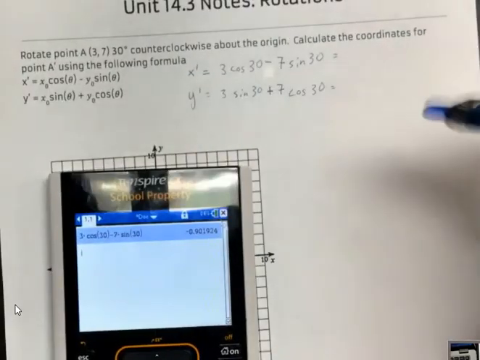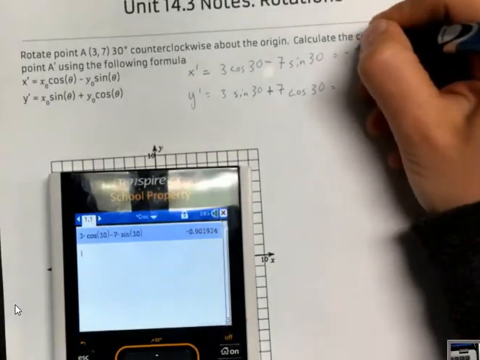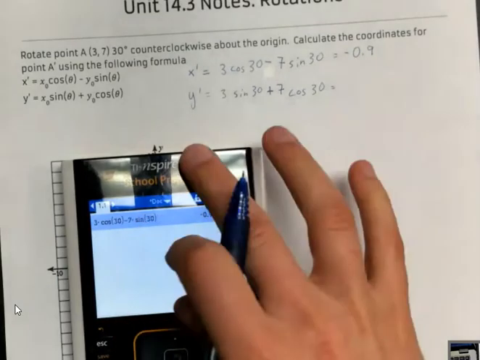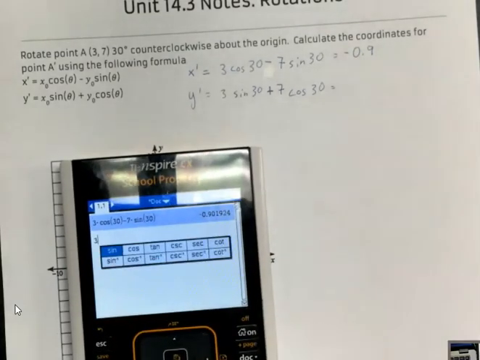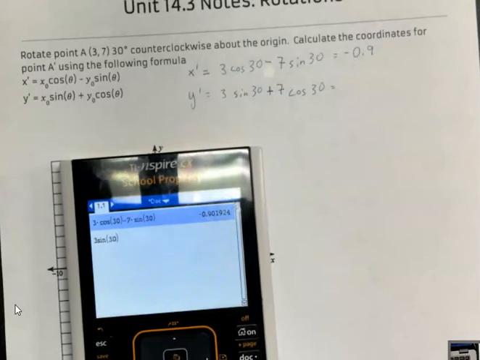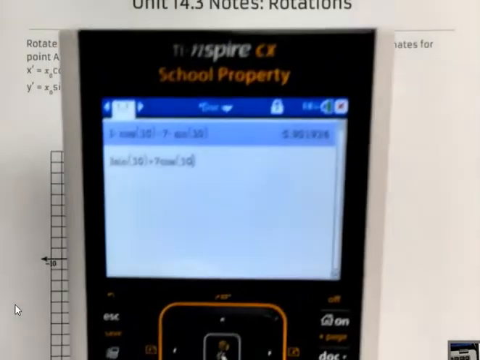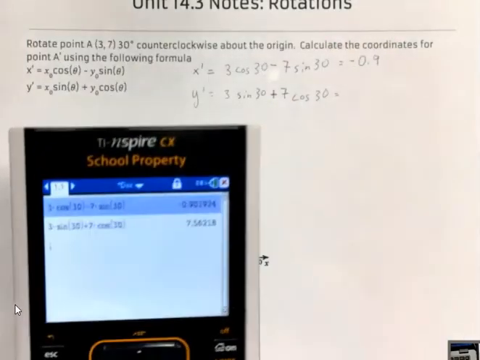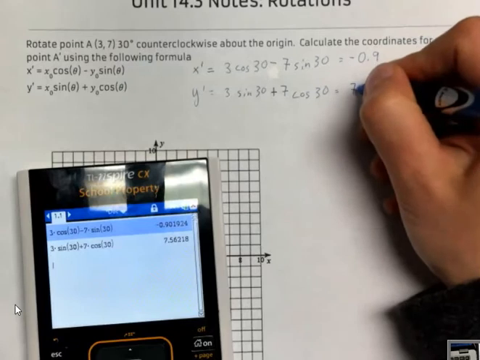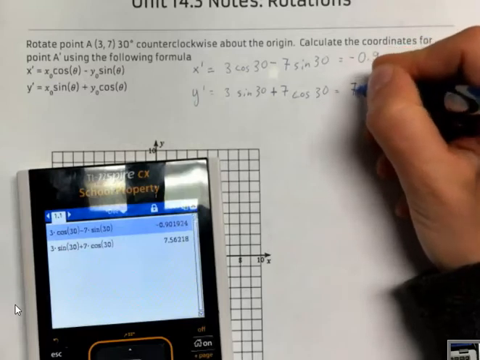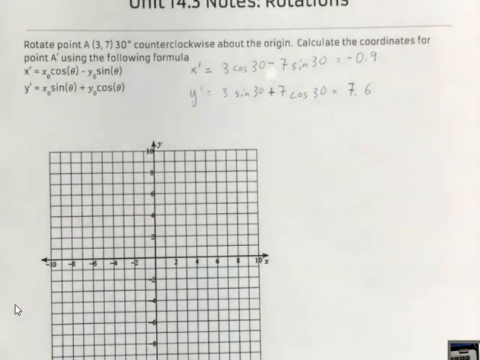Enter. My number I end up with is negative 0.9. Okay? And then do the next one. So 3 sine 30. Plus 7 cosine 30. Make sure you guys have it exactly like that. And you get 7.56, so 7.6. All right, now I want to go ahead and check the math by graphing the original points and the new points, okay?